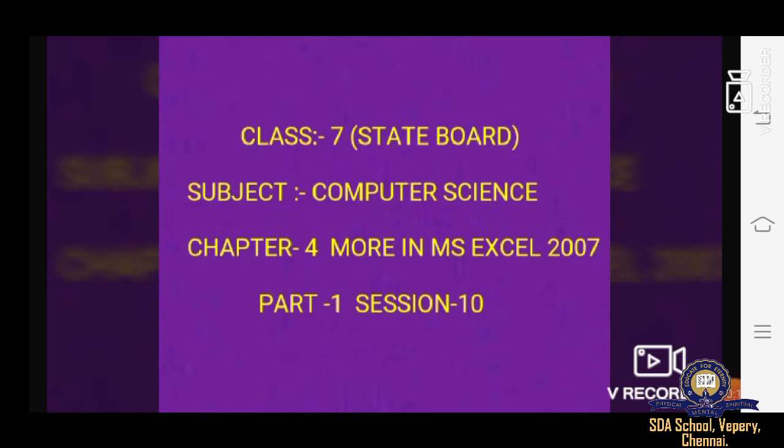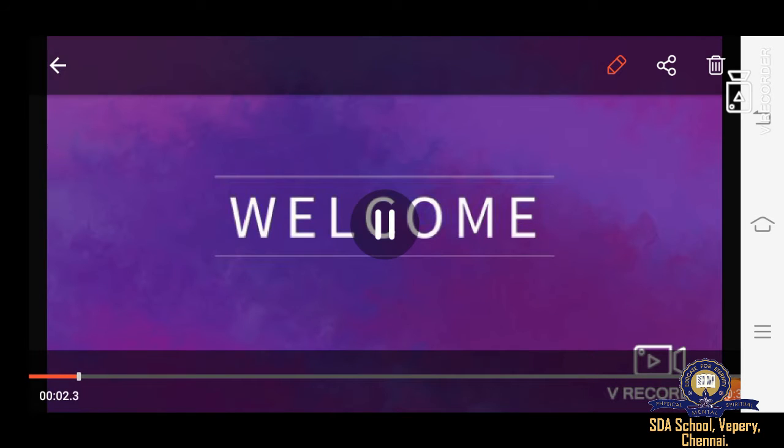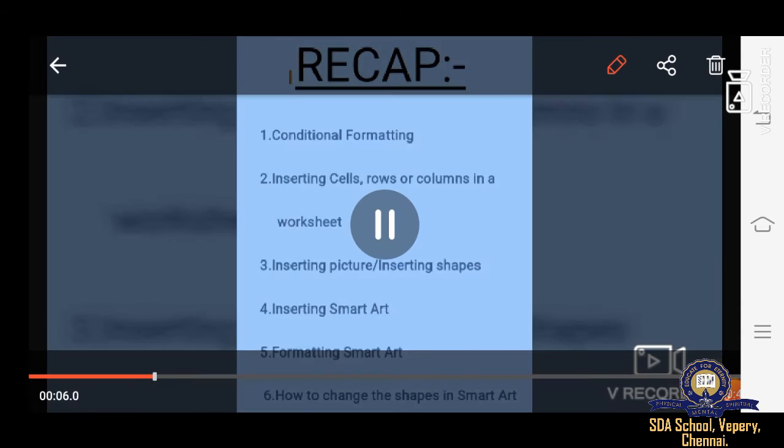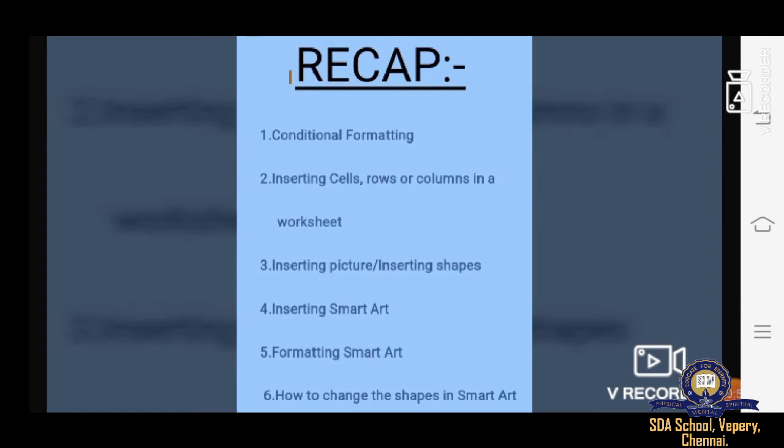Last class we were studying chapter 3. We have successfully completed chapters 1, 2 and 3 of the first term. In this class we are going to study chapter 4, More in MS Excel 2007 Part 1, Section 10. Once again, I would like to welcome you all for this class. Shall we have a quick recap of what we studied in the previous class?